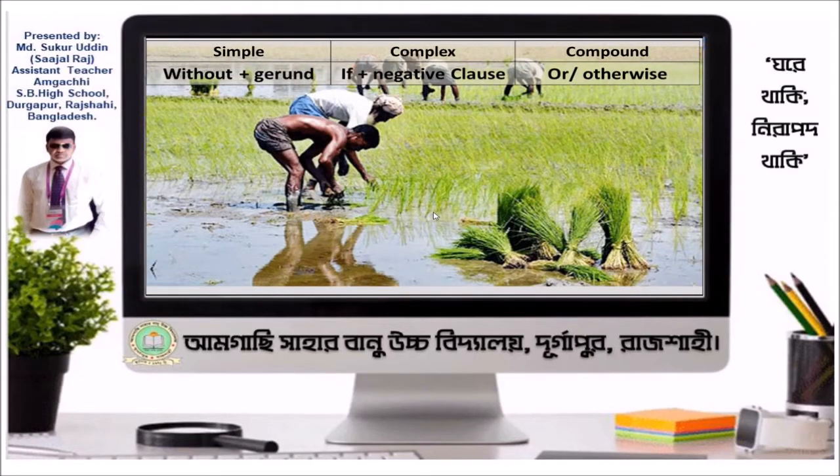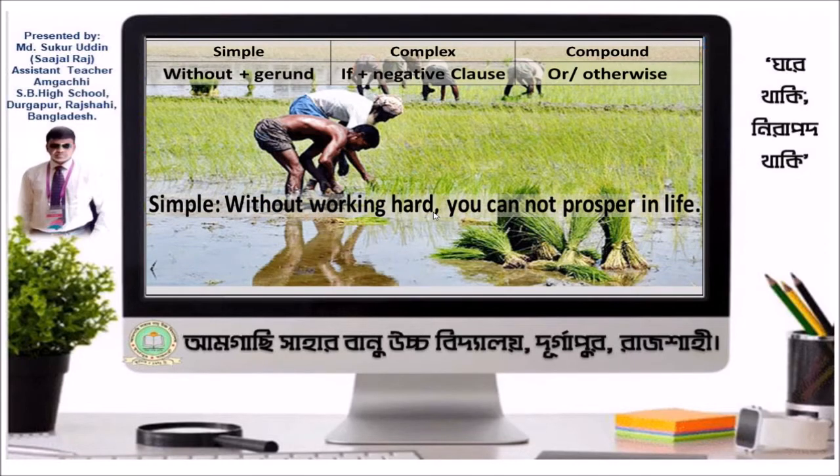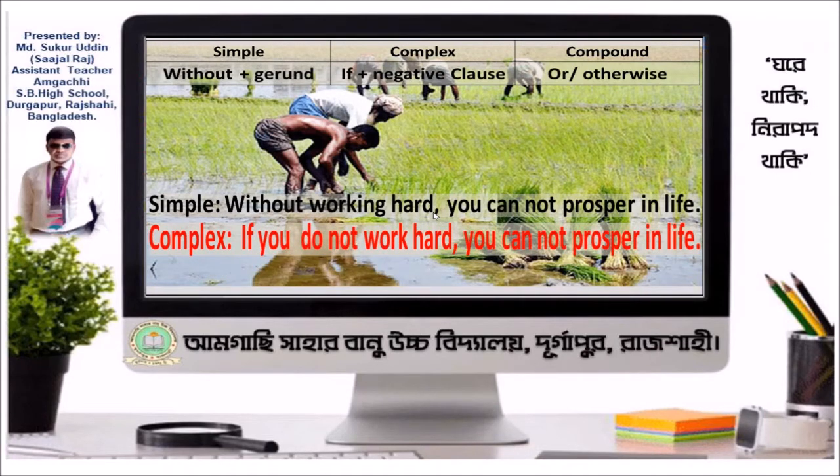Look at this, a scenery of a village. The farmers are working, hard working also. Here we will discuss without gerund for the simple, and "if" plus negative clause for the complex, and the compound will be by using "for" and "otherwise" as a coordinating conjunction. Okay, so let's see the simple sentence first. Simple: Without working hard, you cannot prosper in life. Complex: If you do not work hard, you cannot prosper in life.